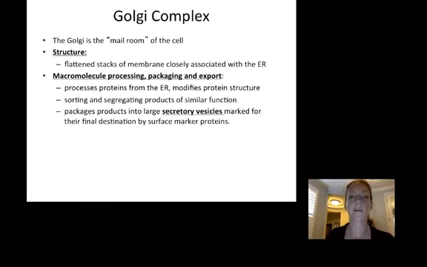We can process proteins from the endoplasmic reticulum, where the proteins can be modified. They can sort and segregate different products of similar functions into individual components. They can package products into large secretory vesicles marked for their final destination by surface marker proteins.